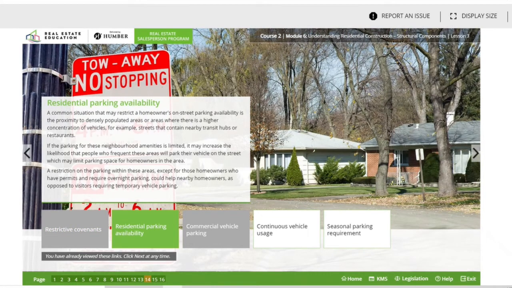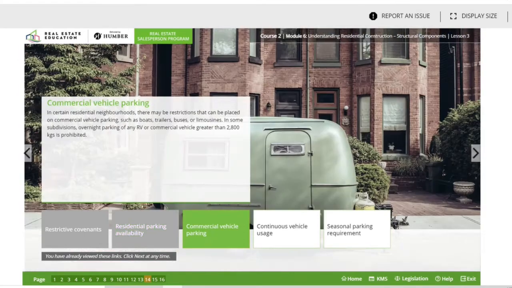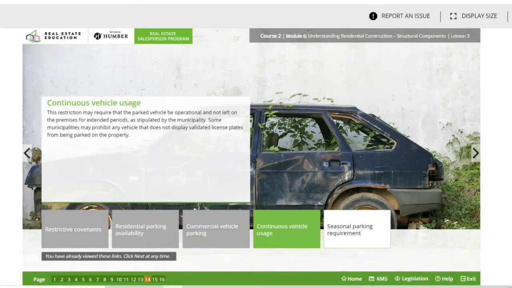Residential parking. A common situation that may restrict a homeowner on street parking availability is the proximity to densely populated areas where there is a higher concentration of vehicles. Commercial parking. Sometimes there may be restrictions placed on commercial vehicles, that you cannot park boats, trailers, bus, or limousines. Continuous vehicle parking. There could be a restriction where a parked vehicle has to be operational and not left on the premises for extended periods of time.